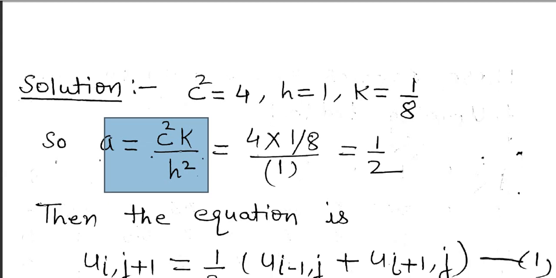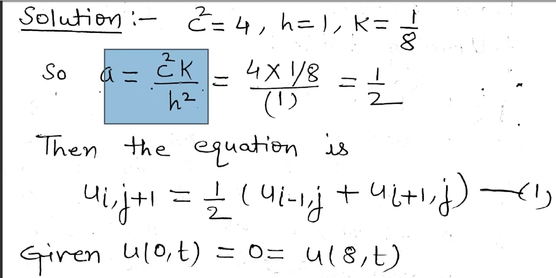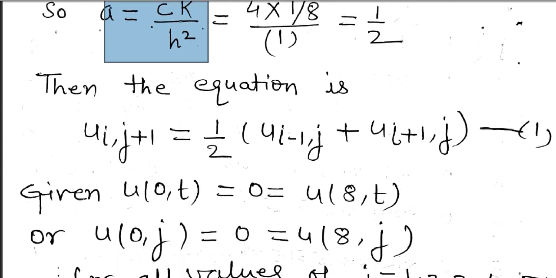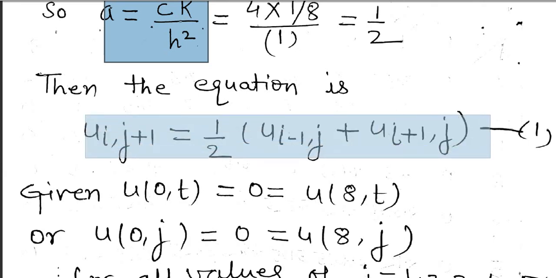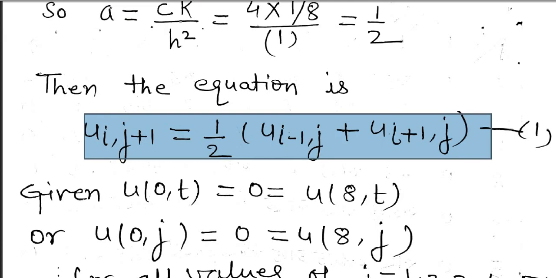Then the equation is u(i, j+1) is equal to 1 by 2 [u(i-1, j) + u(i+1, j)].